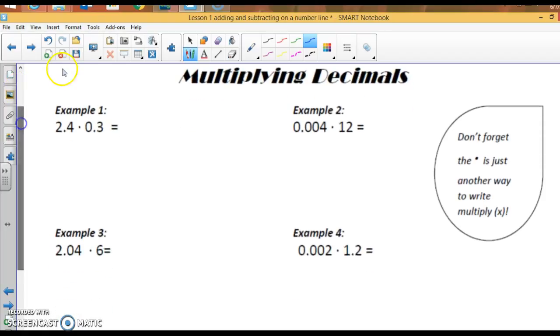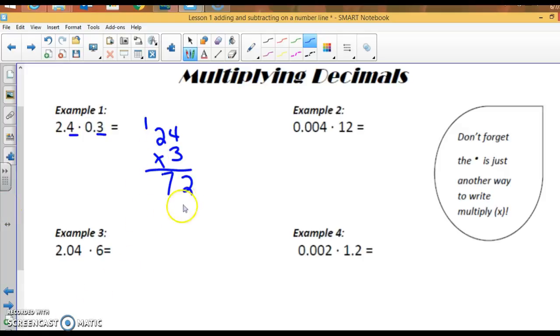Now, multiplying decimals. Forget about the decimal point and just multiply the numbers. So this would be 24 times 3. You do 24 times 3, that's 12, carry the 1, 7, and you have 1, 2 places after the decimal point in the numbers you're multiplying. So you need to have 2 decimal places in your answer. So 1, 2.